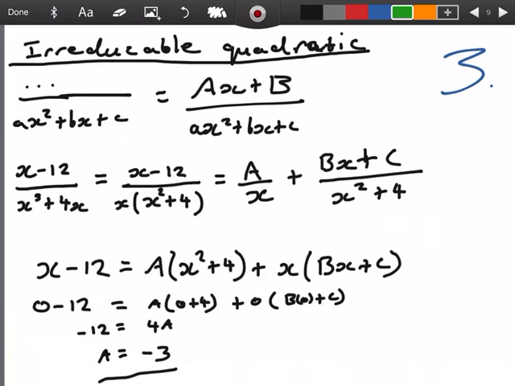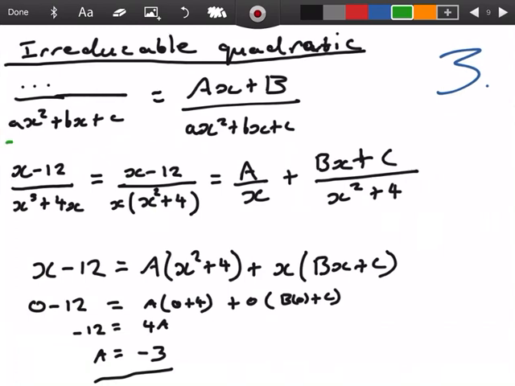Time for the third type you'll face in Advanced Higher Maths. So it's an irreducible quadratic. Bit of fancy wording there. Irreducible means it can't be factorized. Okay? So if it's something over an irreducible quadratic, we do Ax + B over the irreducible quadratic.